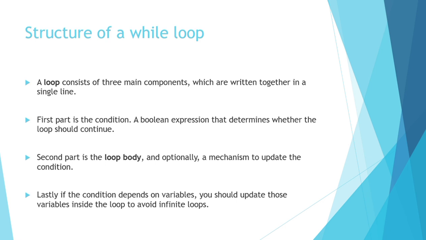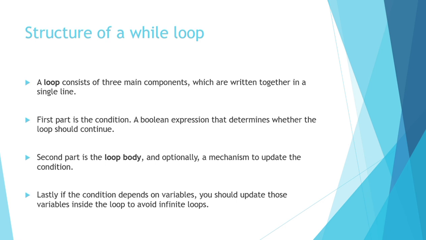First part is the condition. A Boolean expression that determines whether the loop should continue. Evaluate the condition, the loop checks the condition before each iteration. If the condition is true, the code block inside the loop is executed. If the condition is false, the loop terminates, and the program continues with the next statement after the loop.